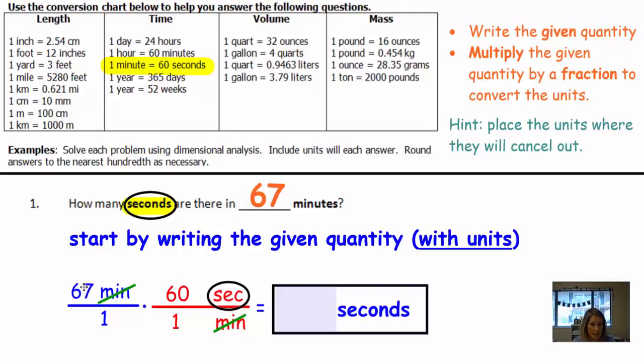And so we're looking at 67. We're going to multiply across the top, 67 times 60, and then we'll have seconds. On the bottom, we just have 1 and 1, so we don't have to worry about it. So we're just going to say 67 times 60. Go ahead and calculate. And hopefully you got 4,020. Okay, so 67 minutes is the same thing as 4,020 seconds.